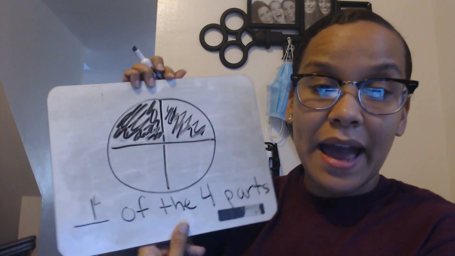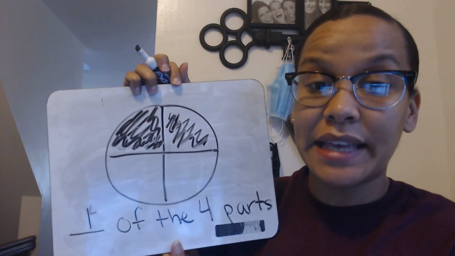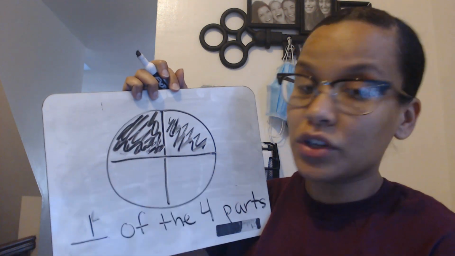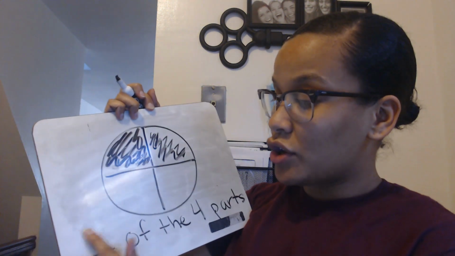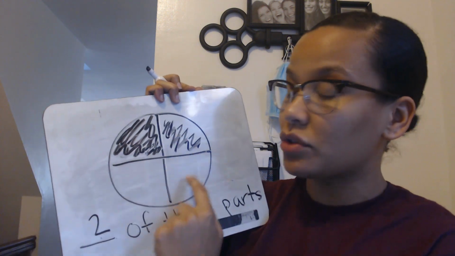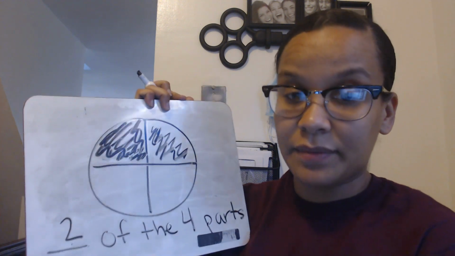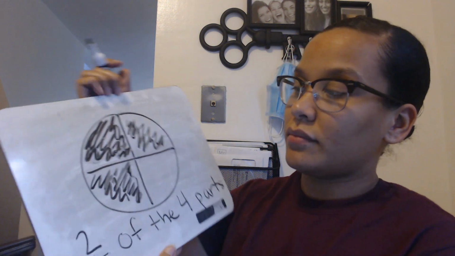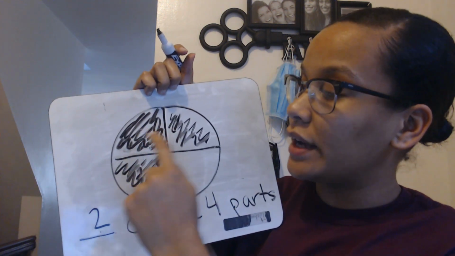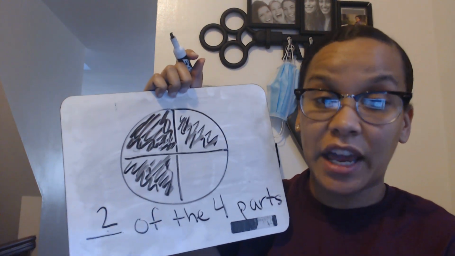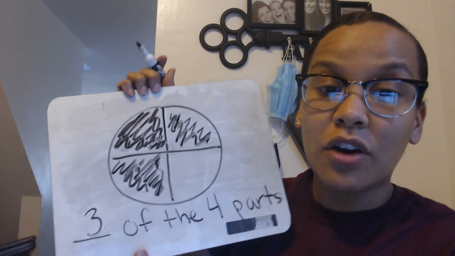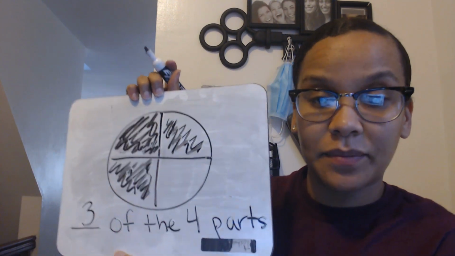How about now? I look at my circle, I count and see how many are colored in. 1, 2. So now I can say 2 of my 4 parts, because there's 1, 2, 3, 4 parts, are shaded in. Let's do one more example. There are now 1, 2, 3 parts shaded in. So I would change this and I would say 3 of the 4 parts are shaded in.